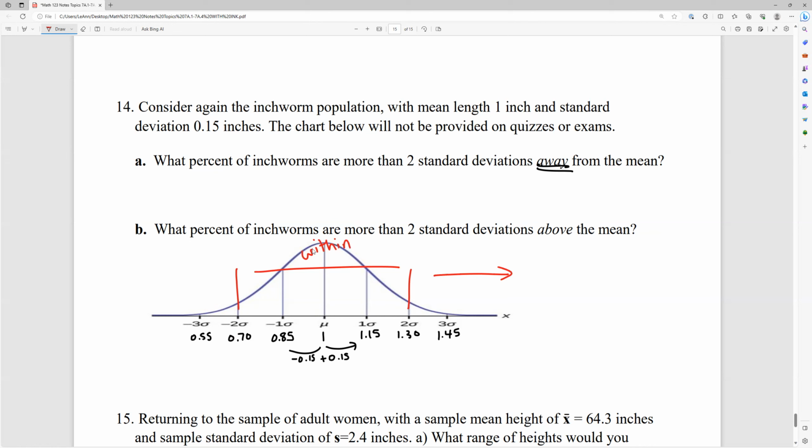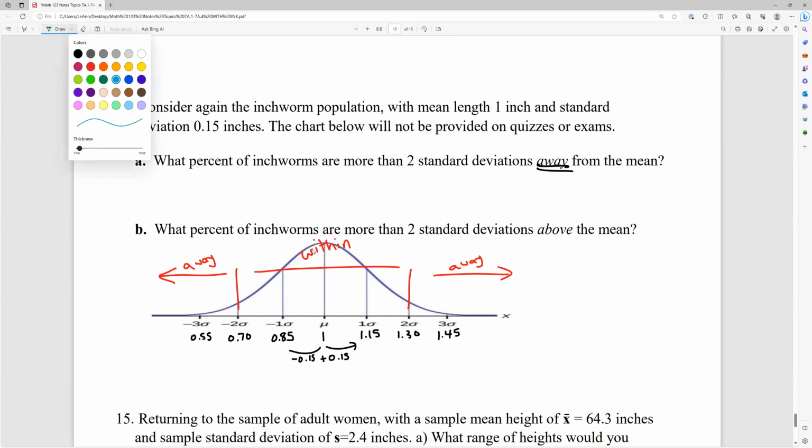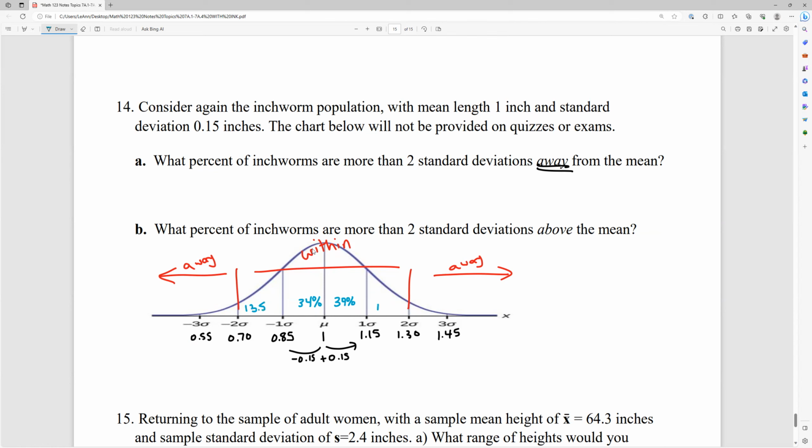Anything beyond that is away from the mean, okay? So we want to know what total percentage is in these tails down here. Remember the empirical rule: it was 68% for the middle two. We learned how to split that up and divide it by 2 and get 34 and 34. Then we do the 95%, which is the 2 standard deviations minus this. That can give us the 13.5 on both of these.